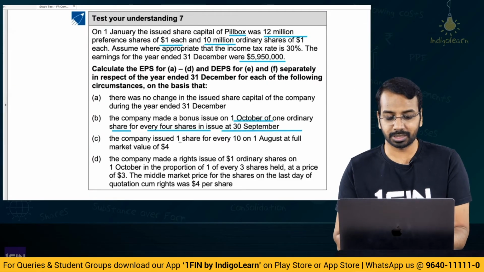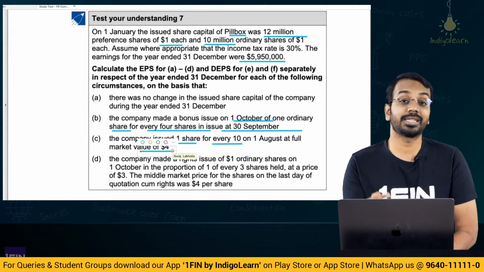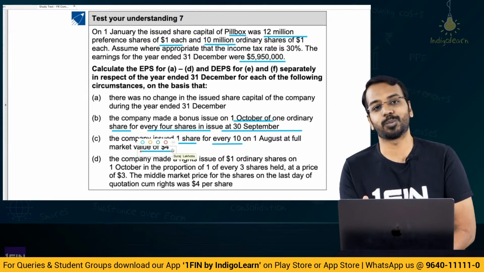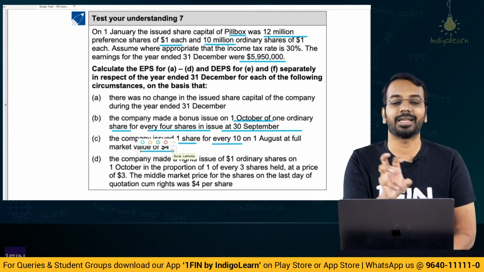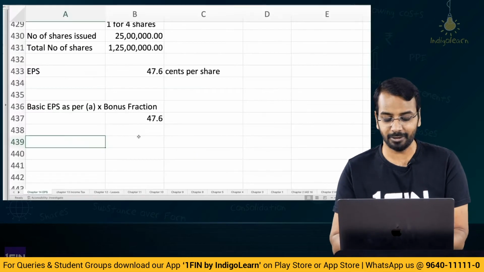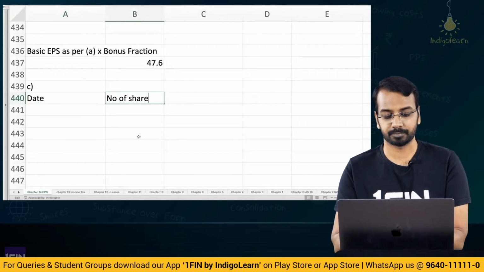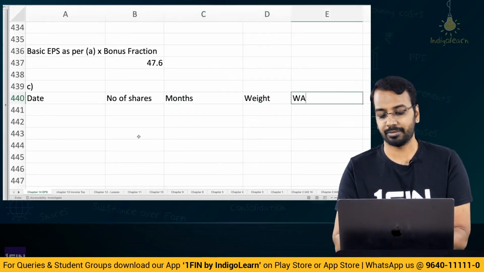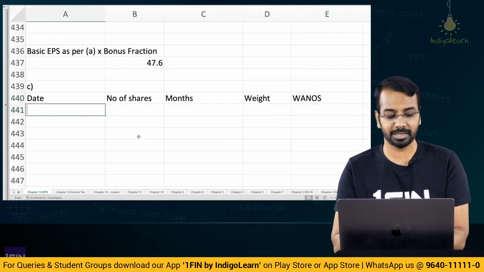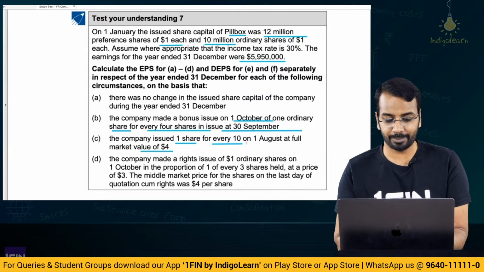Then, each of these cases are separate. The company issued 1 share for every 10 on August at full market value of $4. If they have issued shares at full market value, then there is no bonus component. If there is no bonus component, you just need to take the weighted average number of shares outstanding and calculate the EPS. So in case of point C, you will take date, number of shares, month, weighted average number of ordinary shares. So opening balance 10 million. And when is the issue happening? The issue happened on 1st of August.